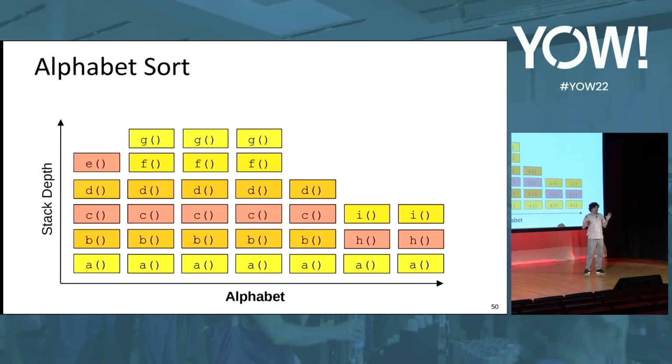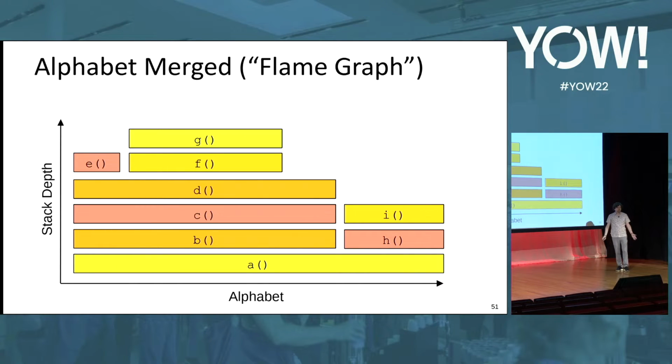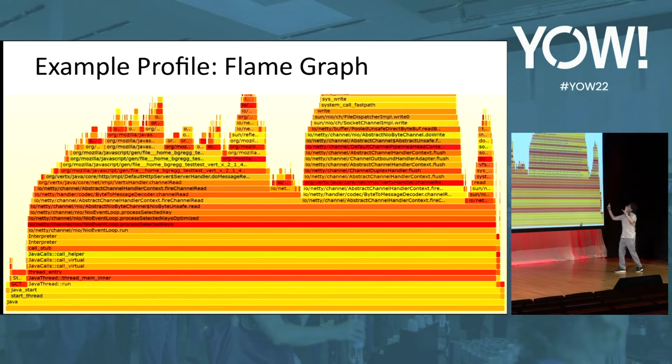If instead of having time on the x-axis, we sort by the alphabet, and we do an alphabet sort from bottom to top, it groups things together much better. And so you can see now I've got a line of Ds and a line of Cs and a line of Bs. When I merge those frames together, oh, now merging is much more effective. Whoa! And there's the flame graph. And I've just explained what flame graphs are.